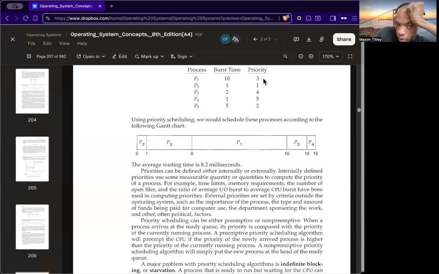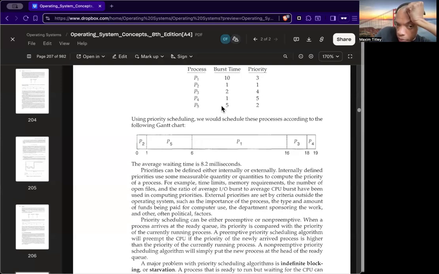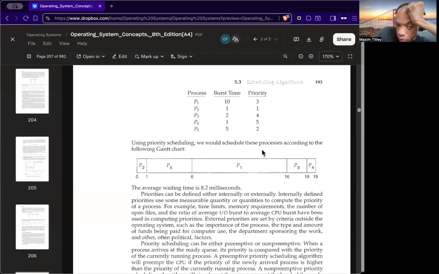P2 has a priority of 1. So P2 runs first, and it runs for 1 second. P5 has the next highest priority, that's of 2, and it's going to run for 5 seconds. Then comes P1 with a high priority of 3, and it's going to run for its entire 10 seconds.